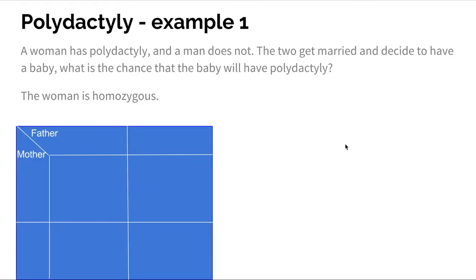Polydactyly, example 1. A woman has polydactyly and a man does not. The two get married and decide to have a baby. What is the chance the baby will have polydactyly? The woman is homozygous. So let's look at the father first.